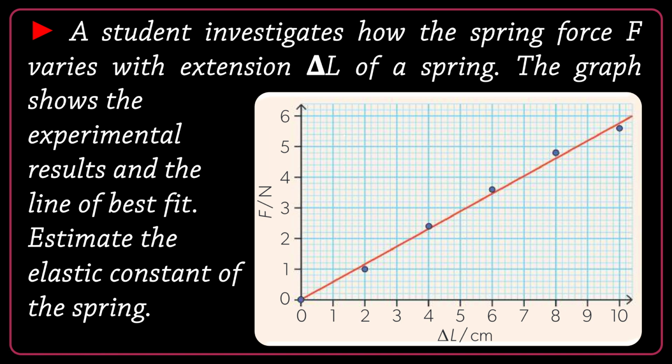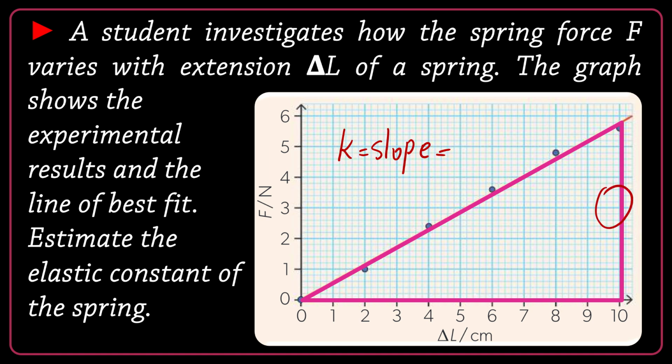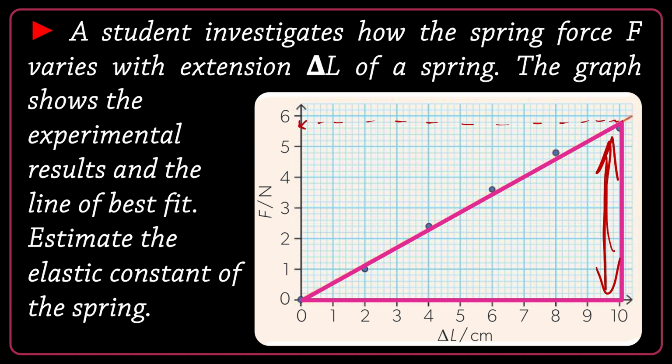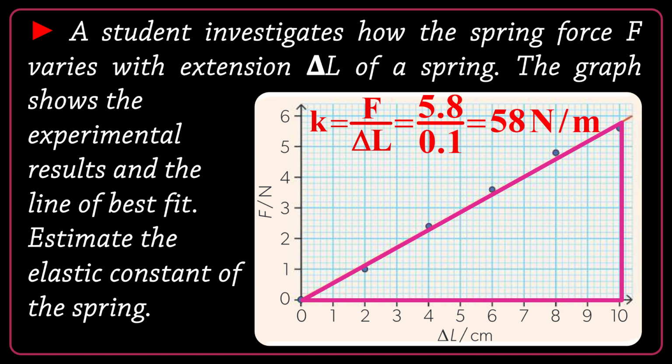Okay, we know that k actually is the slope of this graph. So we must establish a triangle here and divide the height by the base and find the slope. Okay, how to find it? Actually, the vertical height here seems to be almost 5.8, and here the delta x seems to be 0.1 meter because it's centimeters, so I will use SI units. So I will have k to be F divided by delta L, 5.8 over 0.1, so it's 58 Newton per meter.